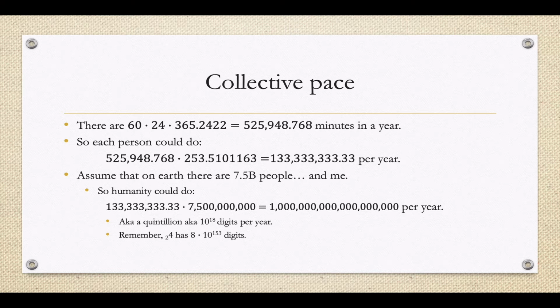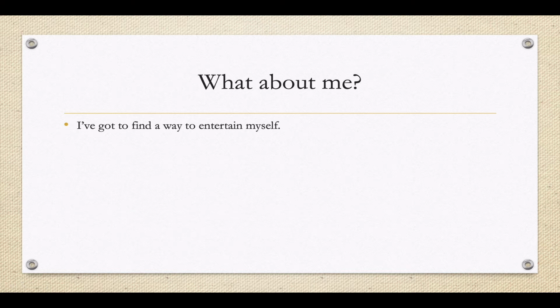Nah. Remember, our number has 8 times 10 to the 153rd power digits. 10 to the 18th power is way smaller than 8 times 10 to the 153rd power. So we're not going to be done in a year. Like, all right, so we won't be done in a year. How long is it going to take?